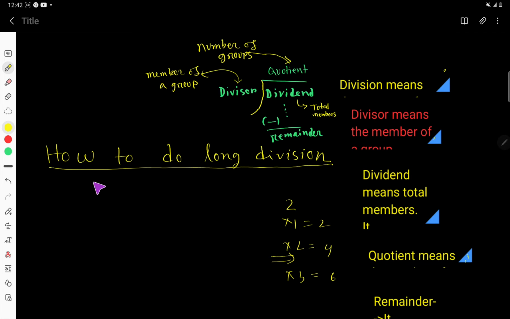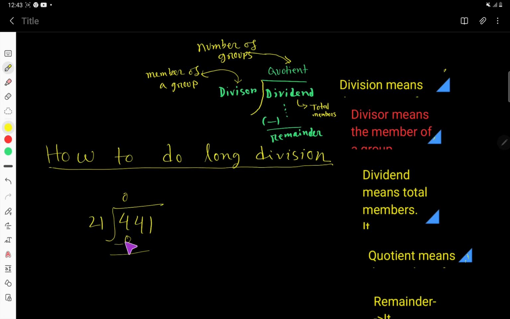How to divide this number with 21. This is a 21. This is a 2-digit divisor and this is a 3-digit dividend. So how to divide this? Look, 21 goes into 4 how many times? Actually this is a smaller number, right? So 0 times. So 0 times 21, that gives us 0. So if you subtract, that gives us 4. Now bring down the second digit, 4.